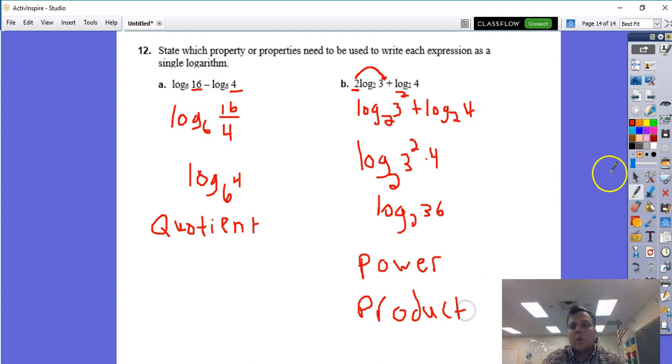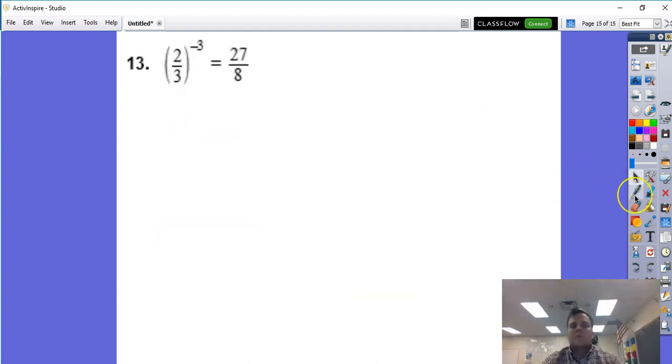Let's move on to our next question. Question number 13. Question 13 says rewrite each into logarithmic form. So right now this is exponential form. It wants me to rewrite as logarithmic form, okay?